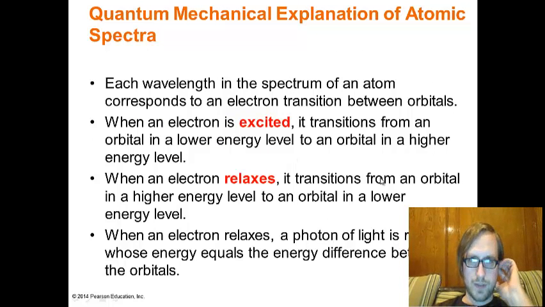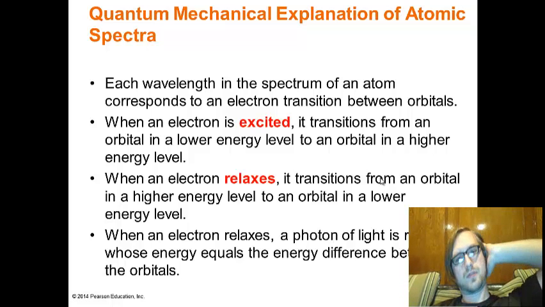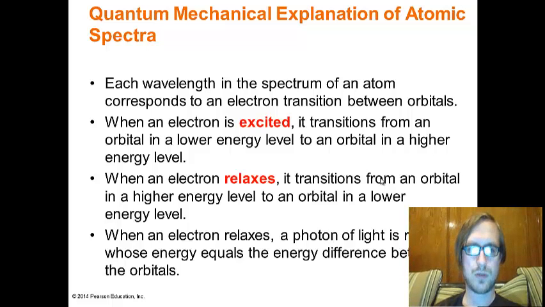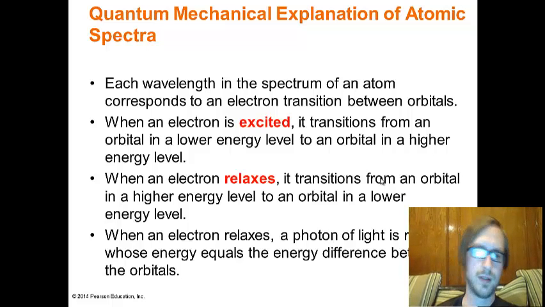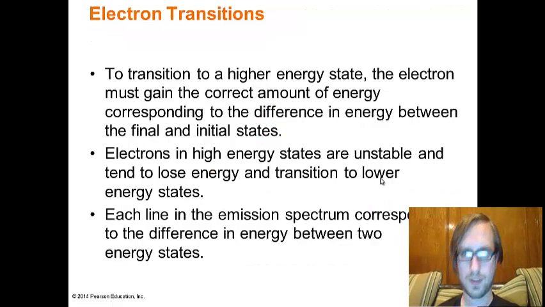So each wavelength in the spectrum of an atom corresponds to an electron transition between orbitals. When an electron is excited, it transitions from an orbital in a lower energy level to an orbital in a higher energy level. When an electron relaxes, vice versa. And this difference in energy is a photon of light being emitted. Now, to transition to a higher energy level, the electron has to gain the correct amount of energy. It can't gain any less than that.